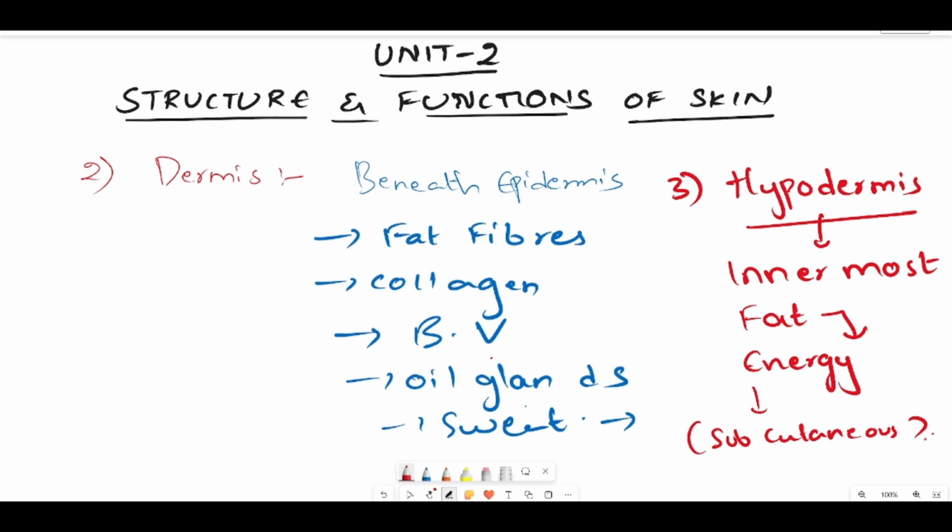The last layer of the skin is the hypodermis. This is one of the innermost layers. It has large amounts of fat stored inside it, which is useful for providing energy. This layer we also call the subcutaneous layer. That's the quick overview of the skin, how it's built and what it does.